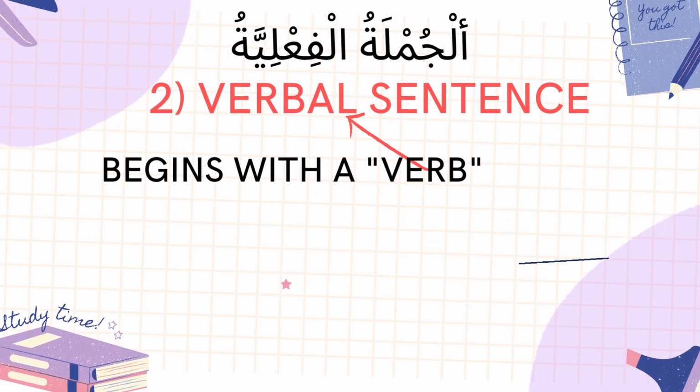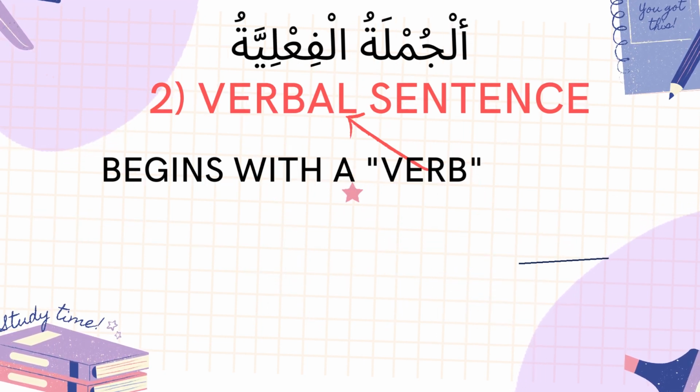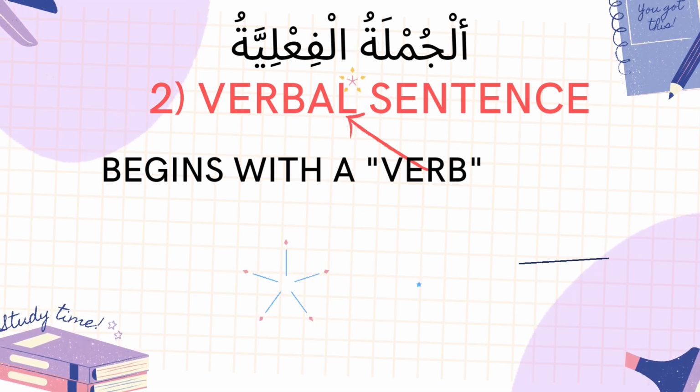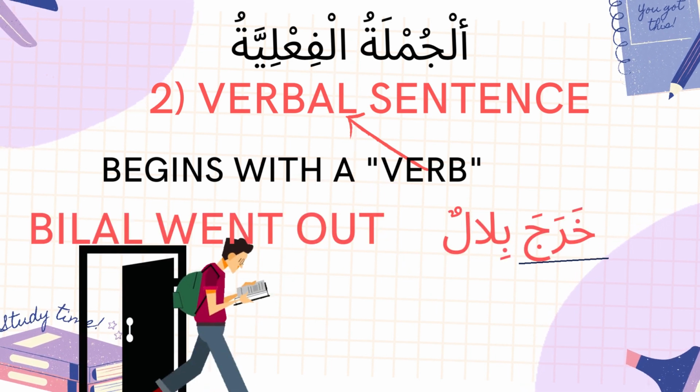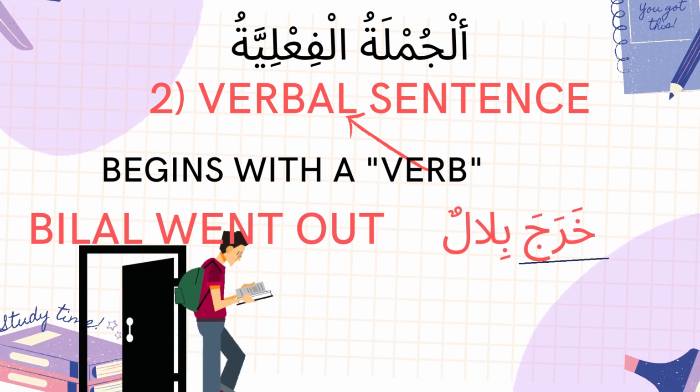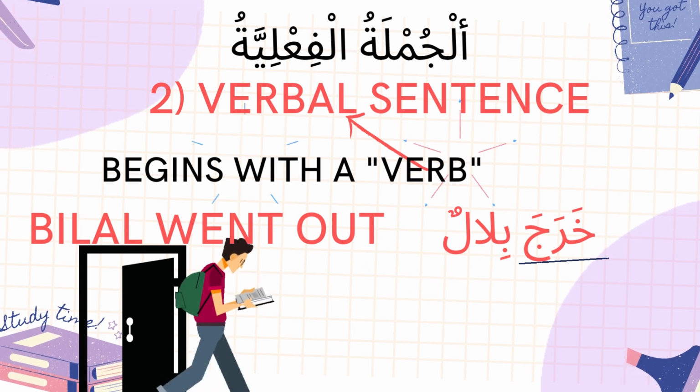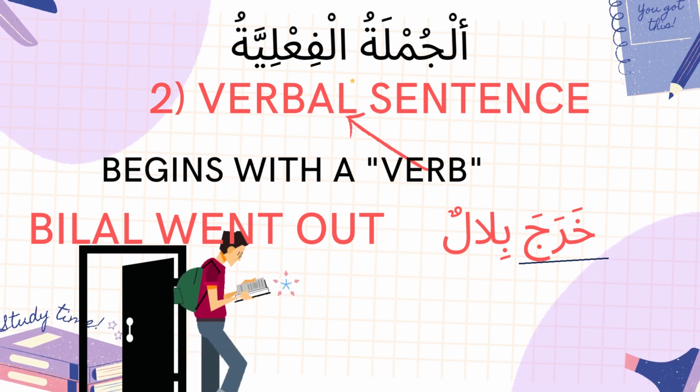The second type of sentence is called the verbal sentence, and it is a sentence that begins with a verb. The first word of this sentence is a verb. That is why it's called a verbal sentence. An example of verbal sentence is kharaja Bilal. Bilal went out. Kharaja is a verb. So there are basically these two types of sentences in Arabic.